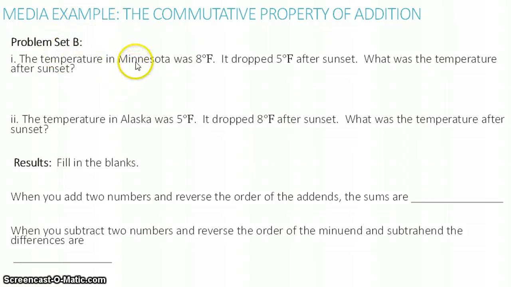The temperature in Minnesota was 8 degrees Fahrenheit. It dropped 5 degrees Fahrenheit after sunset. And we want to find what was the temperature after sunset. So here we're starting at 8 degrees and we're subtracting off the 5 degrees it dropped after sunset. This gives us a result of 3, and this is measured in degrees Fahrenheit.